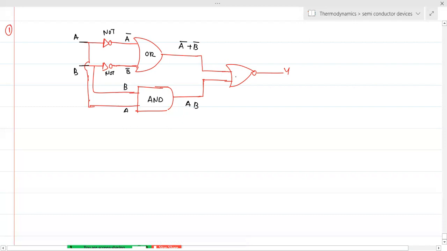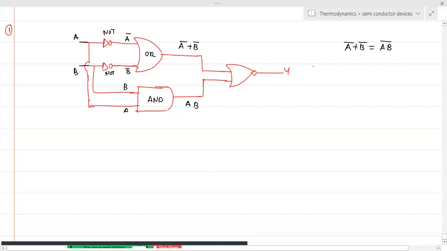But here we need to understand the De Morgan law. A bar plus B bar, already we studied this. So that is equivalent to (AB) bar.